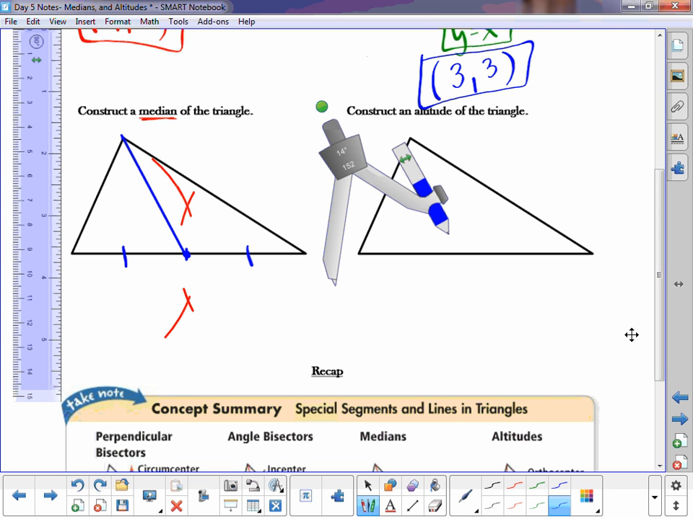Does the median split the vertex into two congruent angles? Great question. So Lucy asked, does the median do this? The general answer is no. In certain triangles that will be the case, but in general we don't know for a fact that it does. Good question. Other questions with this median here?